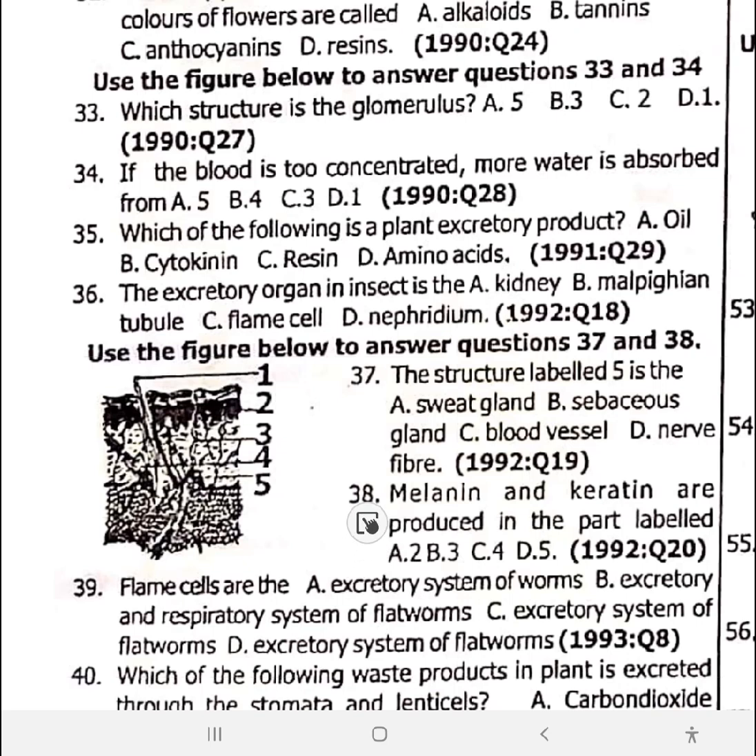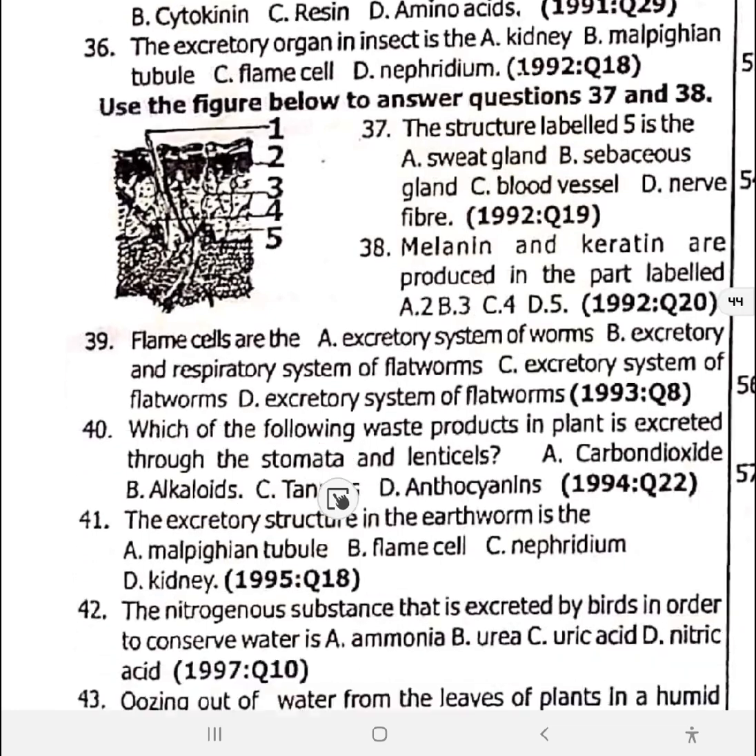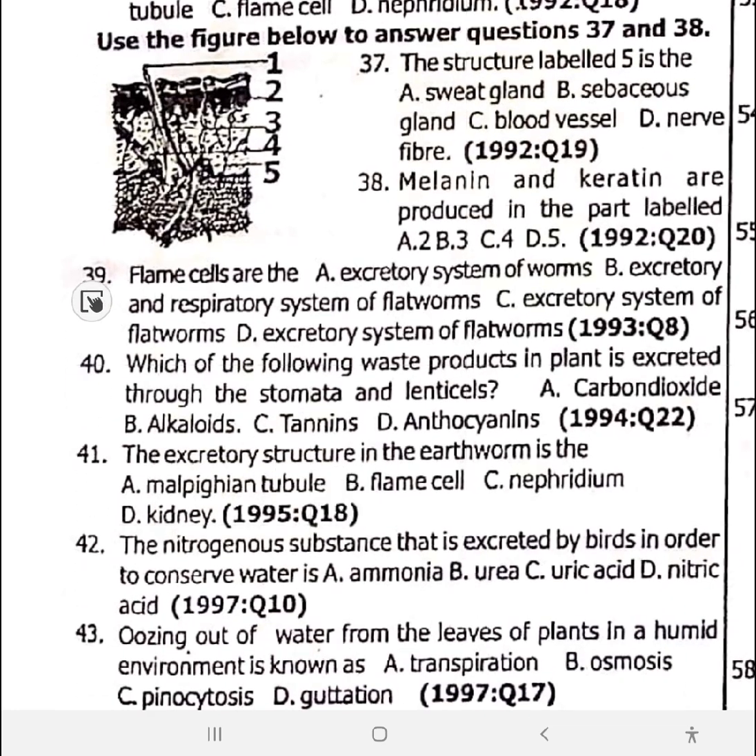38. Melanin and keratin are produced in, we've talked about this already, I'll talk about it again. They are produced in the part labeled 2. 37 we say is option A. 38 is still 2, and we said 2 is the malpighian layer. So melanin and keratin are produced in the malpighian layer. 39. Flame cells are excretory organs of the excretory system of flatworm. 39 is option D. 40. Which of the following waste products in plants is excreted through the stomata and lenticels? 40 is option A. Carbon dioxide. Remember, all of them here are waste products of plants.